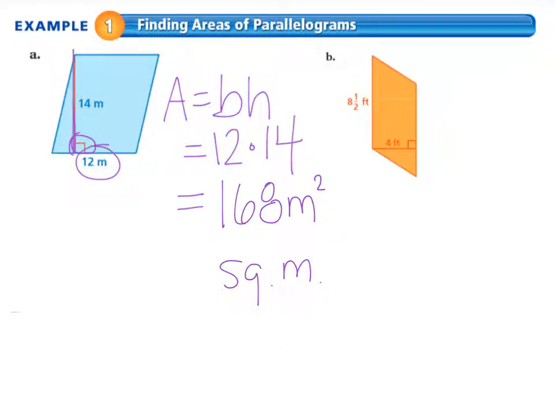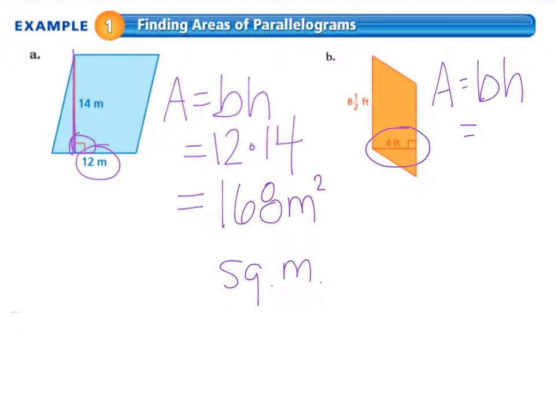So I'm going to go to example 1b. I'm going to start off the same way, writing my formula A equals B times H. I'm going to look in my picture for the base. So this time I have to look at this another way. The base is kind of going up and down. The height can sometimes be inside our picture. So in this case, the base is going to be 8.5.